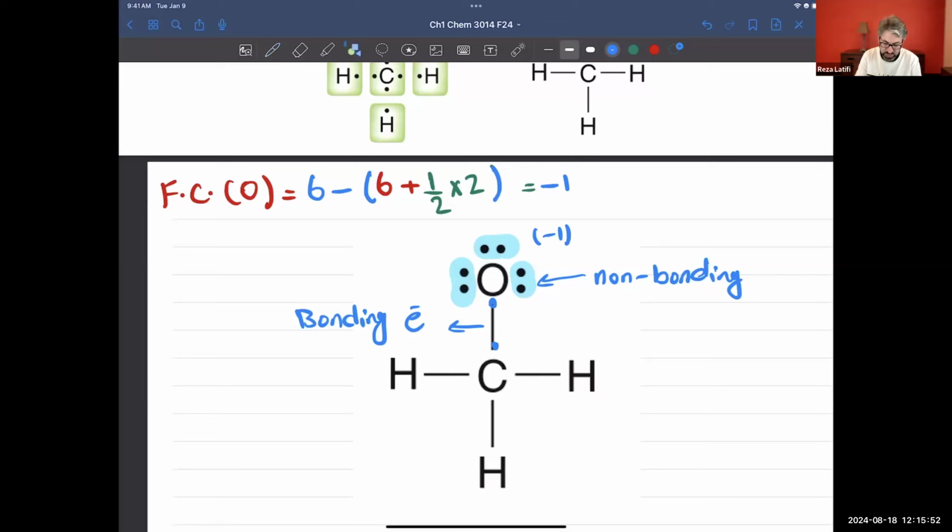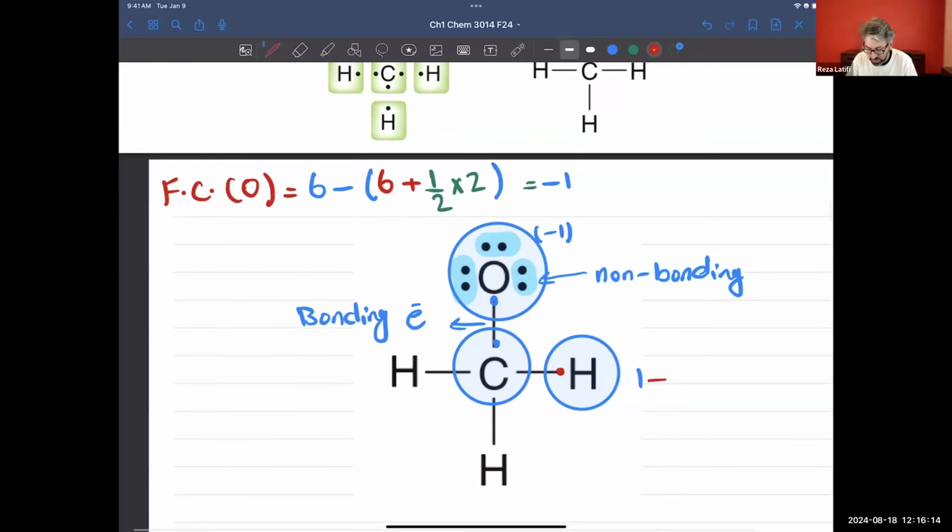Or use this method instead of that formula: just simply draw a circle around each element, including oxygen. You can practice it with oxygen as well. I see hydrogen. Hydrogen is a group 1. How many electrons inside the circle? I see 1, so 1 minus 1 is 0. How about carbon? Carbon is a group 4. How many electrons inside the circle do you see? I see 4 of them, so it will be 0.